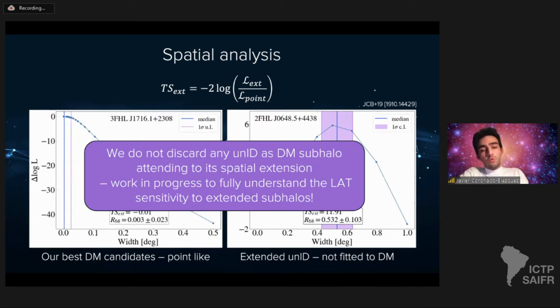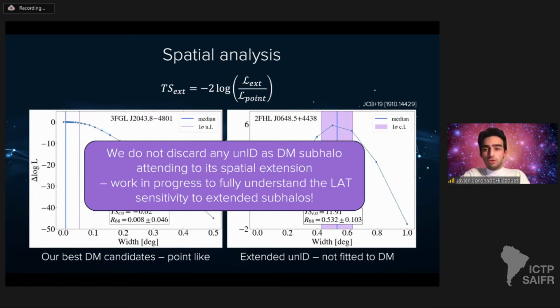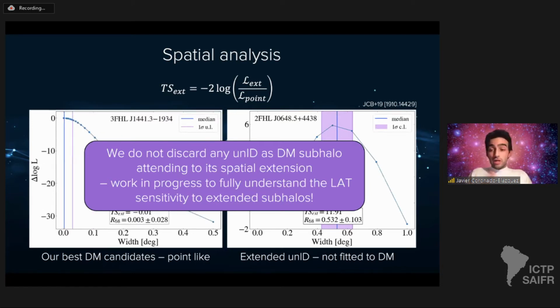And we are not discarding, nevertheless, the source as a dark matter subhalo according to this spatial extension, because we need a full work, which we are doing, and we hope it's on the arXiv 2 or 3 months from now, to fully understand how the LAT is sensitive or not to extended subhalos.